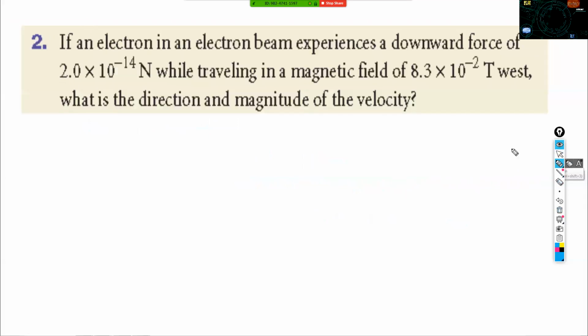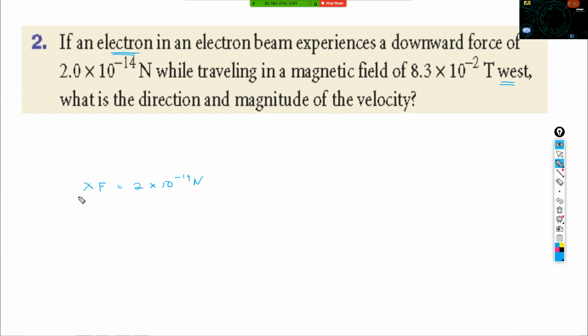All right, now I got an electron, so I'm going to have to be careful. Beam experiences a downward force, okay, while traveling. So downward force means it's going to be into the page. Now, why do I say that? Because they give me a west direction. So if it meant actually down the page, they would have said south. Because they give you this west, when they say downward, that's telling you it's into the page. Okay, they're telling you that that's 2 times 10 to the negative 14th newtons.